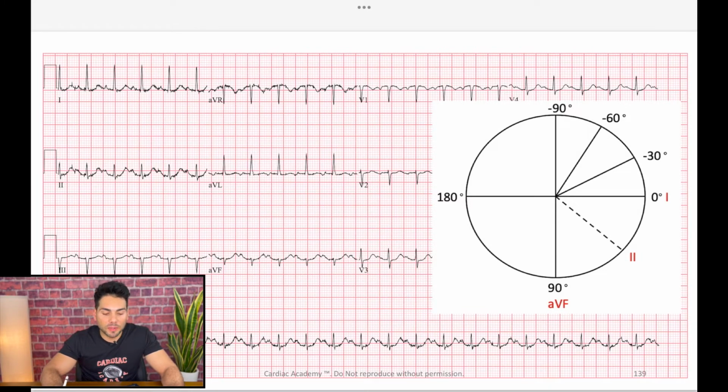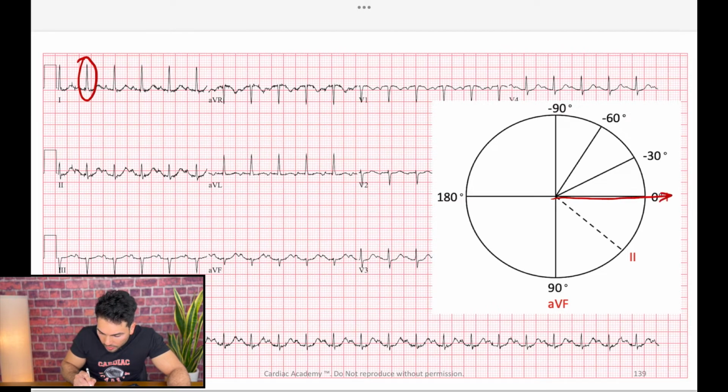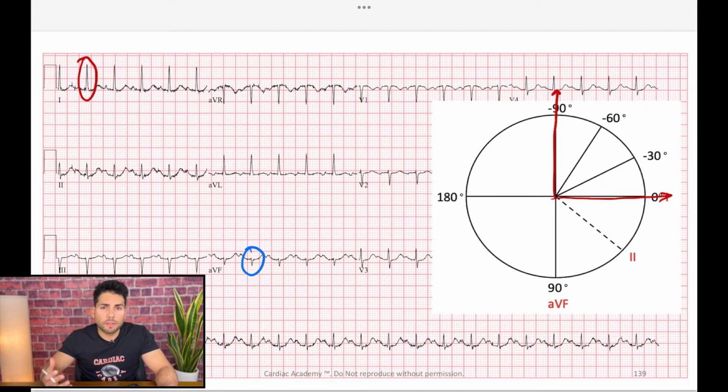Okay, let's do a real life example. All right, so we said that we're going to look at lead 1 and check whether it is positive or negative. So lead 1, we can see it's a positive deflection, okay? So that means the wave of depolarization is looking towards the electrode in lead 1. Then we look at aVF, and we can see that aVF is actually negative. So it's looking away from it, okay? And now we see that the vector of depolarization is between minus 90 and 0. So there's a possible left axis deviation.